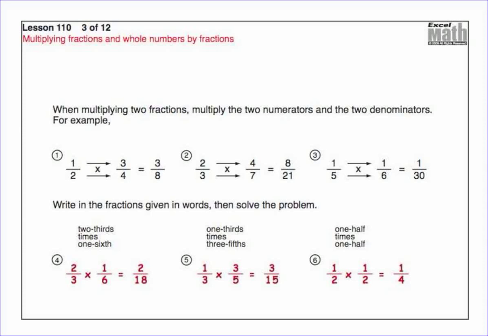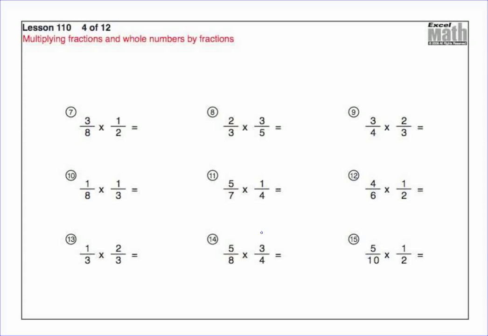All right. Here are a bunch of multiplication of fraction problems. Pause the video, go ahead and do all these all the way to number 15. Turn it back on when you're ready to see the solution. 3 times 1 is 3. 8 times 2 is 16. No way to reduce that because you can't divide 16 by 3. 2 times 3 is 6. 3 times 5 is 15. 6/15. You can divide both of those by 3, so you get 2/5.